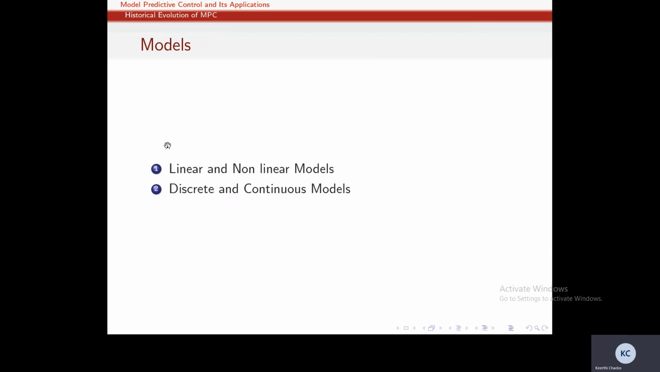Now the models that we use may be linear or non-linear. Based on this, there are different classifications of MPC, like linear MPC and non-linear MPC, and the model can also be discrete or continuous in nature. Even though our implementation is discrete in nature, there are continuous type models used for MPC.